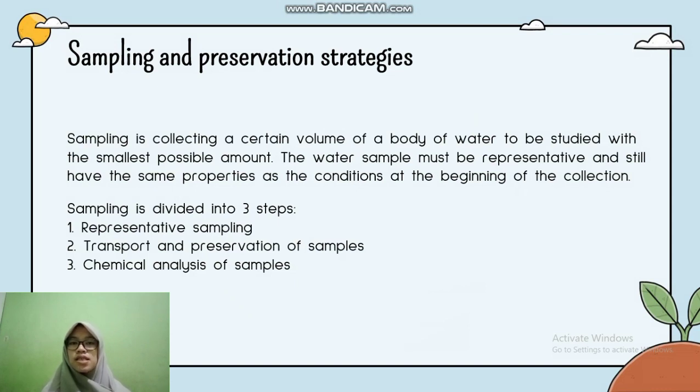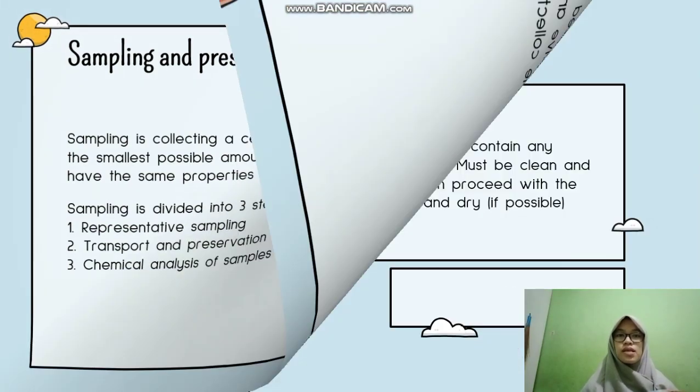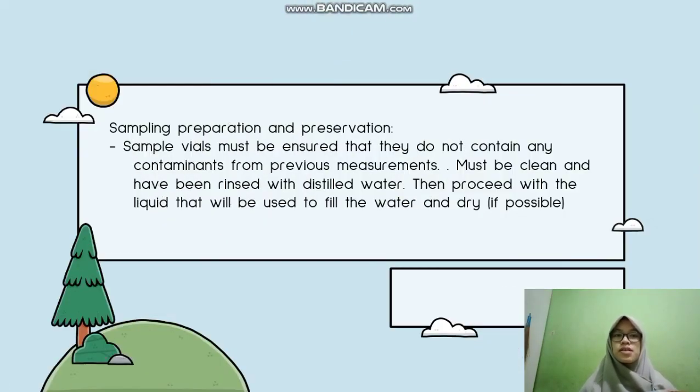Sampling is divided into 3 steps. Step one is representative sampling. Step two, transport and preservation of samples. And last, chemical analysis of samples. Sampling, preparation and preservation.